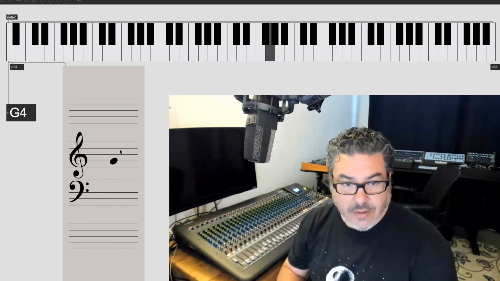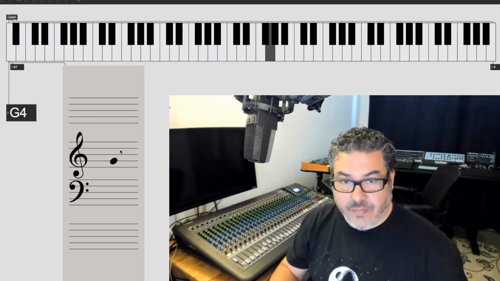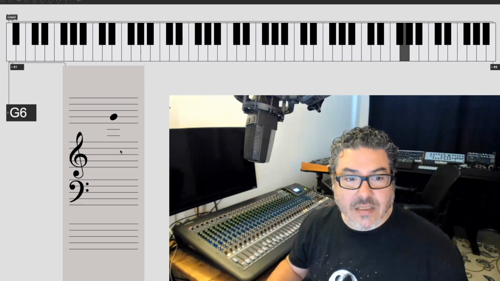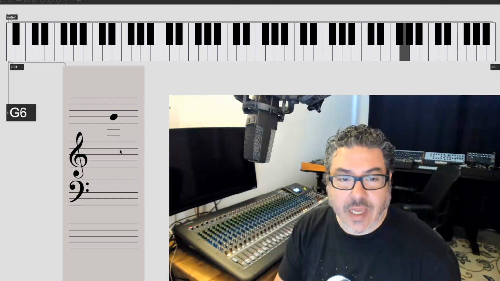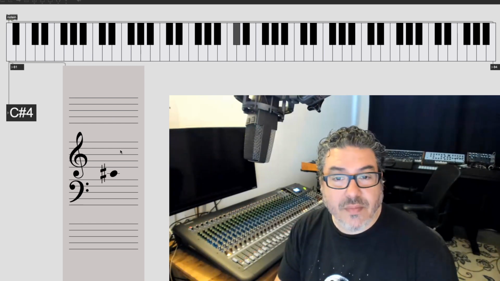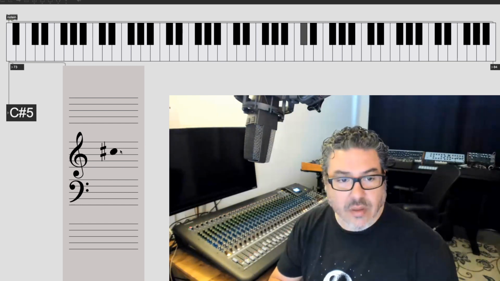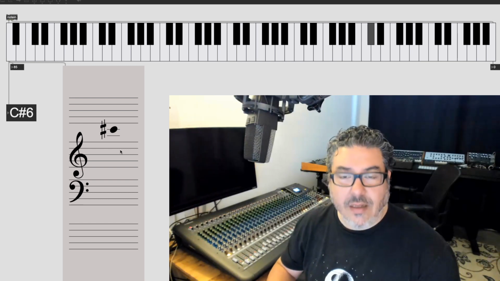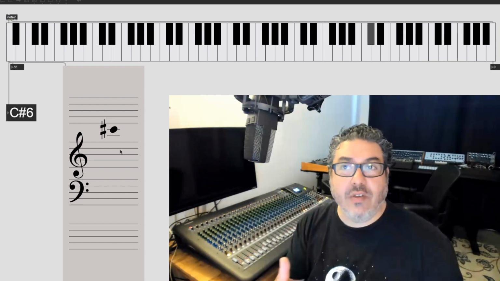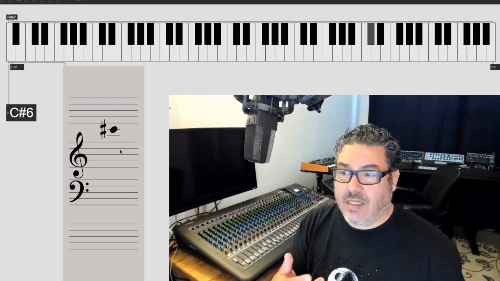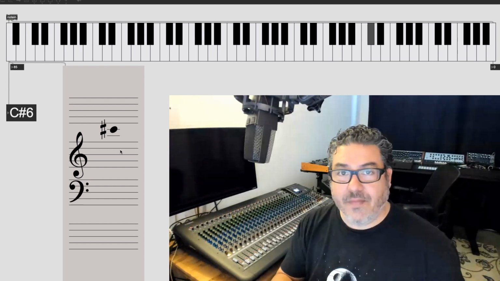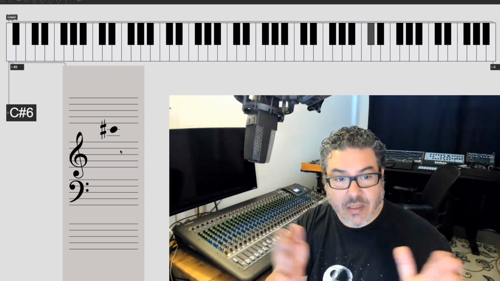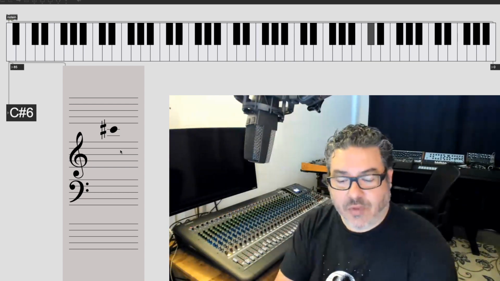So therefore, that would be G4, G5, G6. Isn't there a song, G6 or something? Okay, and then C sharp, C sharp 4, C sharp 5, C sharp 6, and on and on and on. Okay, so hopefully you understand that these octave designations help us understand that these letters repeat, and then therefore they go through the different octaves. Okay, let's move on.